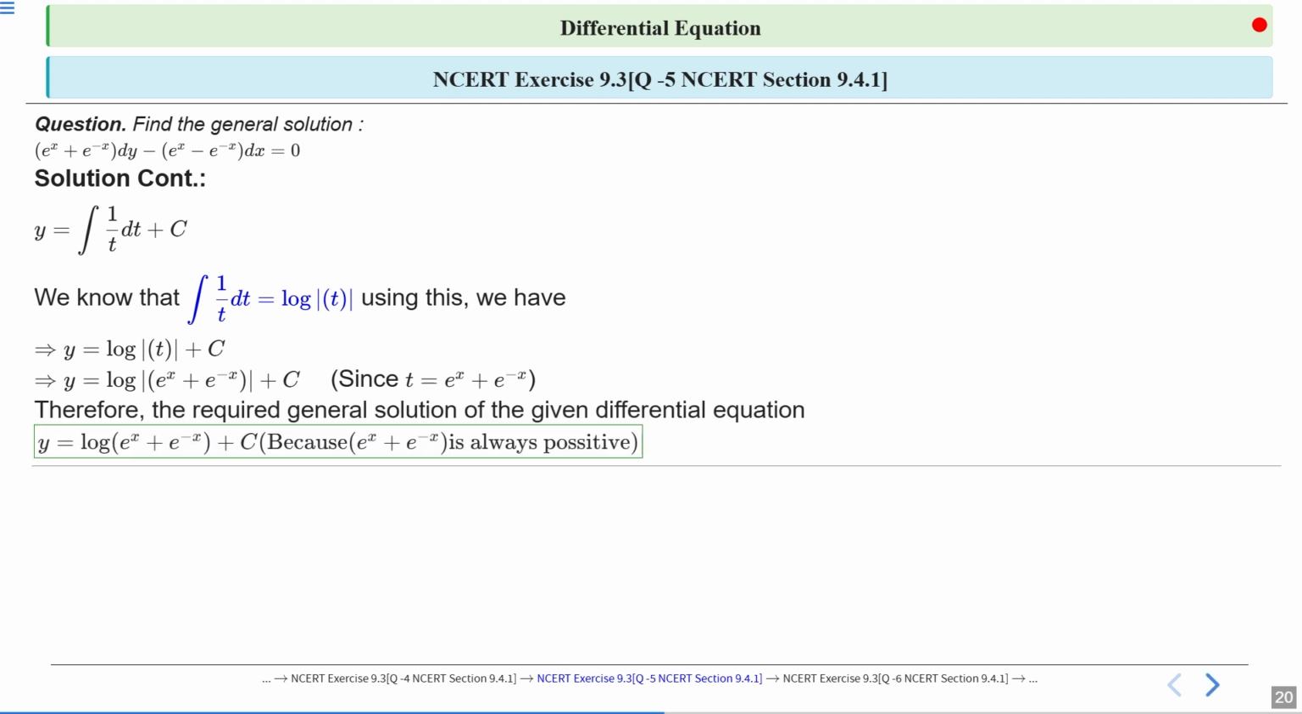Therefore, the required general solution of the given differential equation is y is equal to log (e^x + e^(−x)) plus c. We remove the mod sign because e^x + e^(−x) is always positive.